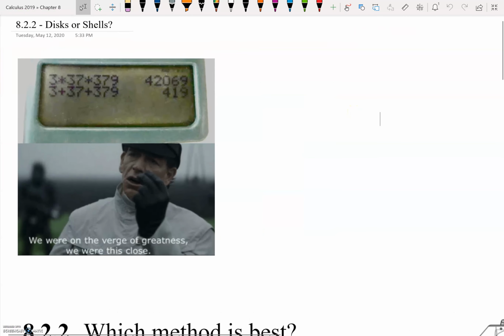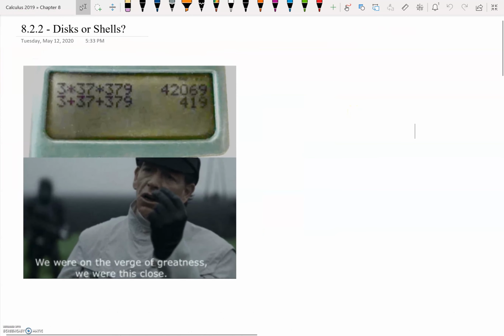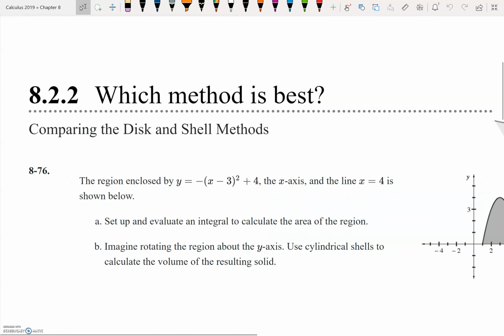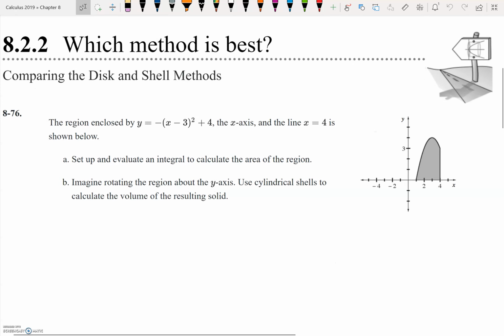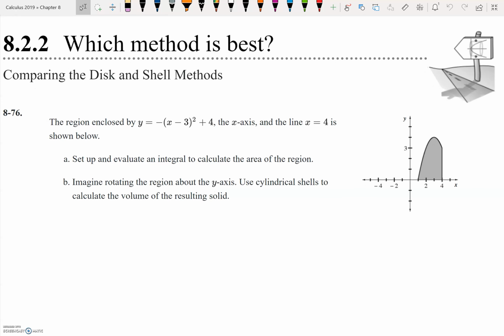Okay, so in 8.2.2, we're going to look more at the disk and shell method, but we're going to focus on the shell method because that's what we recently learned about. So we're going to compare the two methods first by talking about the area of this figure. So it says this is our y equals negative (x minus 3) squared plus 4, restricted between 1 and 4 on the x-axis, and the line x equals 4, so it's cut off right here.